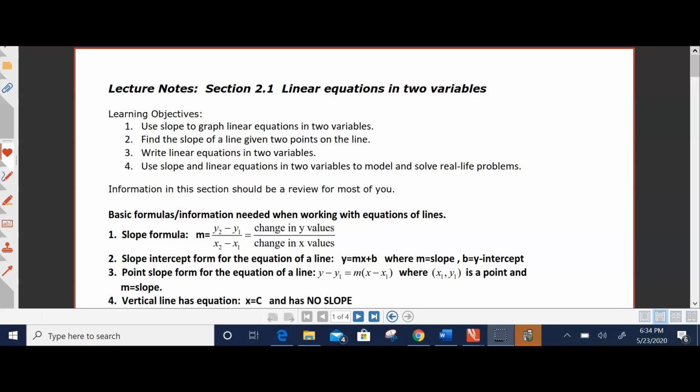So the objectives of this section are to use the slope to graph a linear equation in two variables, find the slope of a line given two points, write a linear equation in two variables, and use the slope and linear equations in two variables to model and solve real-life problems.